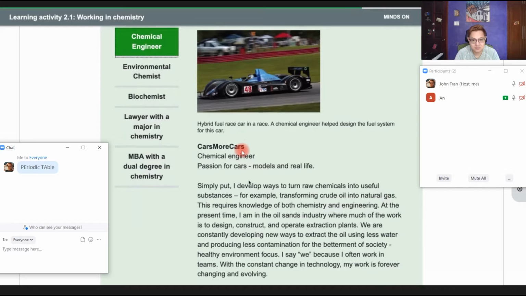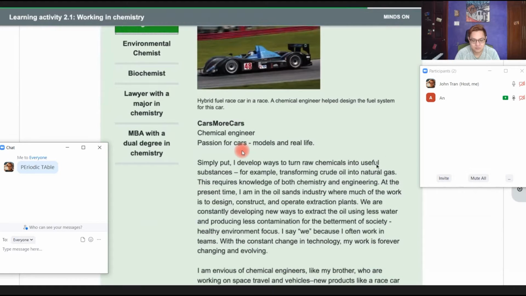Simply, I develop ways to turn raw chemicals into useful substances. For example, transforming crude oil into natural gas. This requires knowledge of both chemistry and engineering. At the present time, I am in the oil sands industry, where much of the work is to design, construct, and operate extraction plants. We are constantly developing new ways to extract the oil using less water and producing less contamination for the betterment of society.